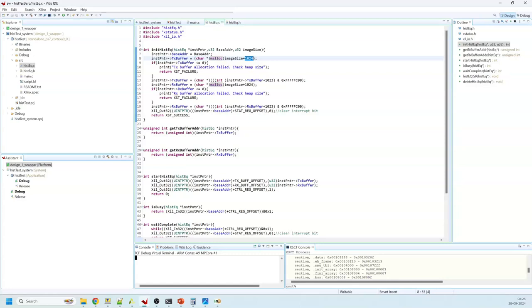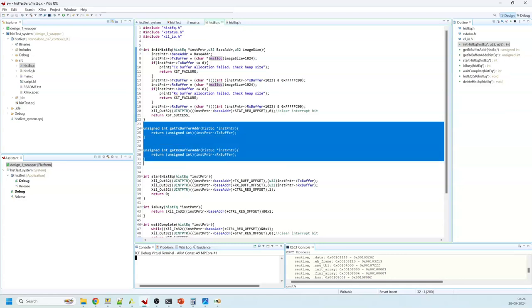So 1024 additional bytes are allocated, and here we make sure it is 1 KB aligned by masking the address with this particular mask. If you look at this mask, the lower 10 bits are zero. That guarantees that the starting address is 1 kilobyte aligned. This is a technique used to make sure buffers are aligned.